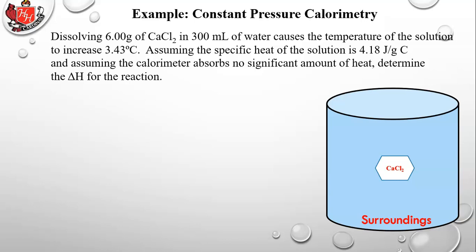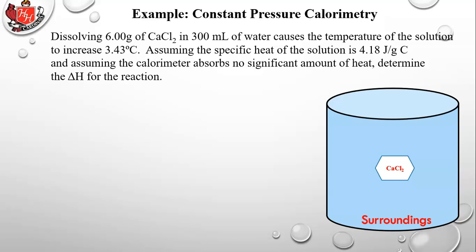In this case, we're going to use calcium chloride as our solute, and that's an ionically bonded compound. The calcium is the cation, the chloride ions are the anions, and they ionically bond. So we're dissolving 6 grams of calcium chloride in 300 milliliters of water, and that causes the temperature of the solution to increase by 3.43 degrees centigrade. Assuming the specific heat of the solution is 4.18 joules per gram centigrade, and assuming the calorimeter absorbs no significant amount of heat, determine the change in enthalpy for the reaction.